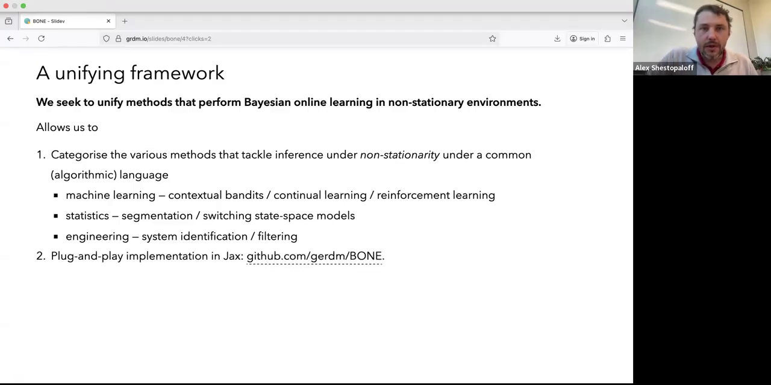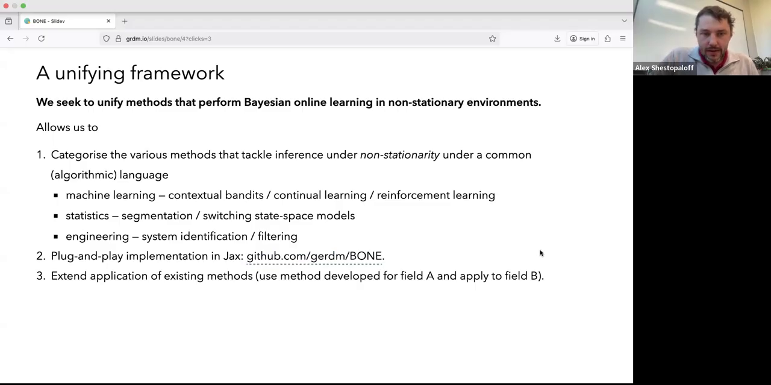Gerardo has come up with a nice implementation of this in JAX. It's a Python library, and it's available here if you want to try some of these methods out. Of course, by having this unifying framework, we can also transfer methods from different fields.